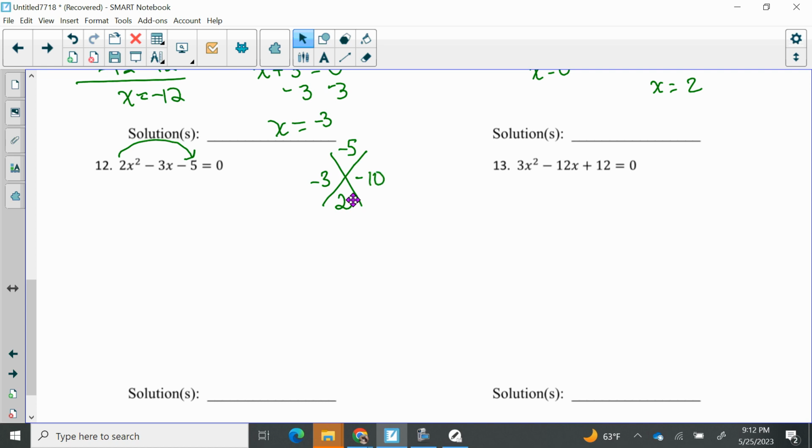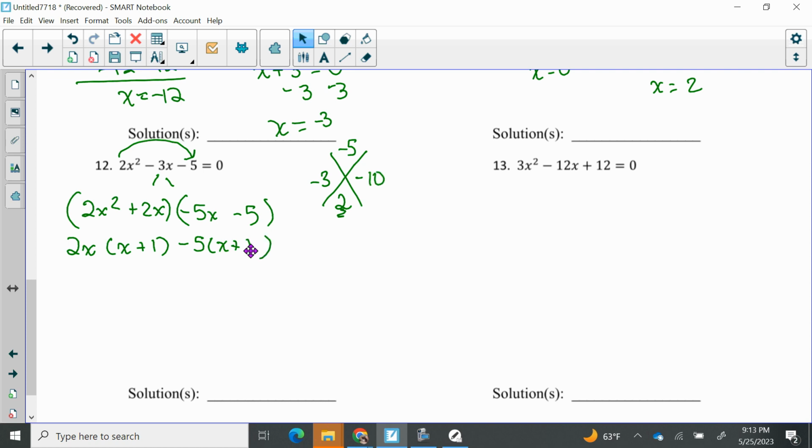So now I take my middle term right here and I split up that middle term and I turn it into 2. So I have 2x squared, and I'm going to use this guy, so I have plus 2x minus 5x minus 5. Okay, and then I just do my quick factoring by grouping here. So I have 2x times x plus 1, and then I have minus 5 times x plus 1. So my two factors are 2x minus 5 times x plus 1.